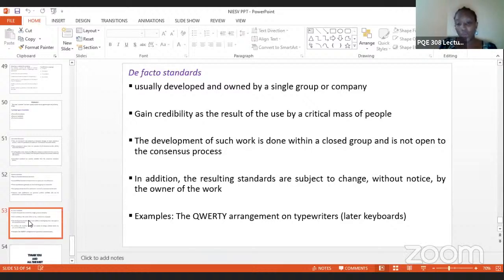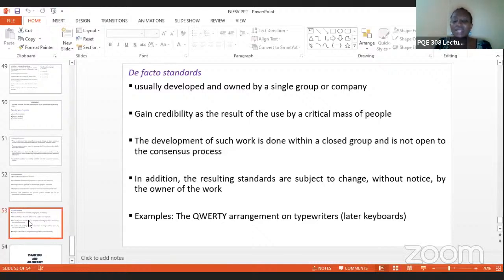So the development of such work is done within a closed group and is not open to the consensus process. I hope you can now try to differentiate between the different types of standards that we have. For example, the QWERTY arrangement on our keyboard started on typewriters before we upgraded to keyboards. It is even the arrangement on this laptop that I'm using, and it wasn't an arrangement backed by law. Initially, those keys were arranged on the typewriter to prevent adjacent keys from jamming.